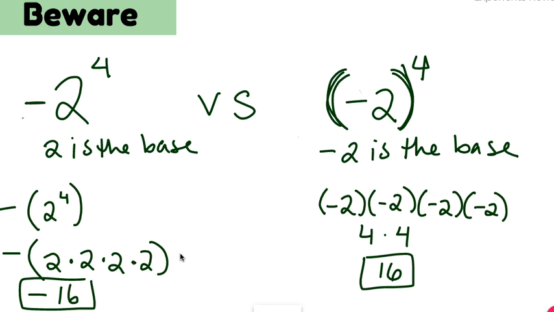And just think about this. The base is only what is directly in front of the exponent, unless there's some sort of grouping symbol. In this case, I'm grouping the negative and the 2 together. Negative 2 is to the fourth power. In this case, just the 2 is to the fourth power.